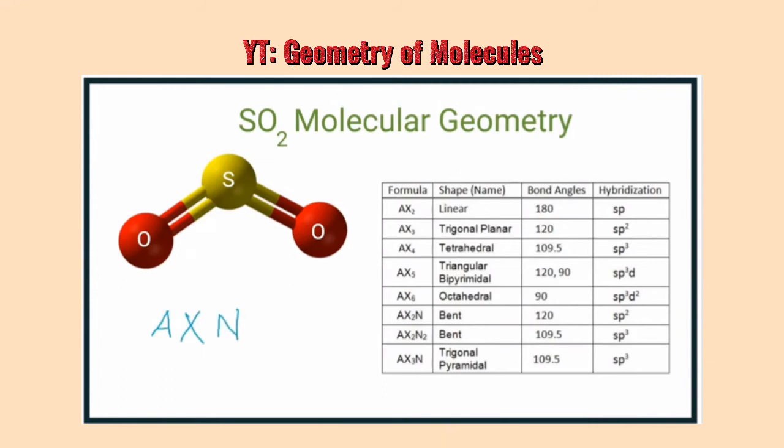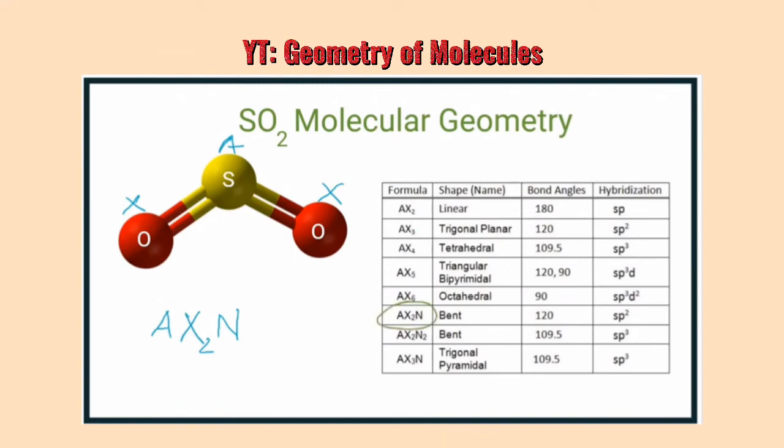Here we have sulfur as the central atom. There are two oxygen atoms forming bonds to the sulfur atom, which means we have AX2, and there is one lone pair of electrons, which is AX2N1. So the notation is AX2N for SO2.